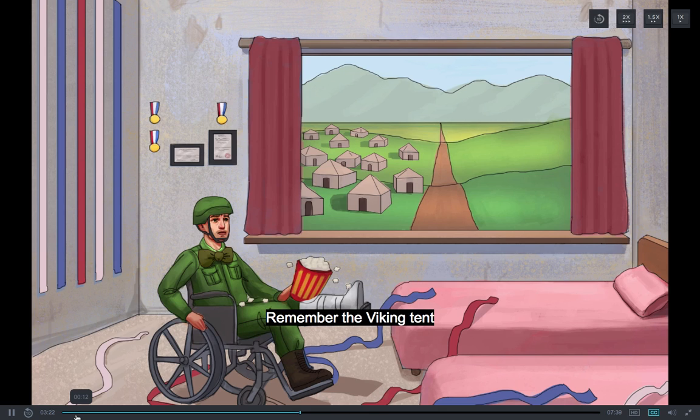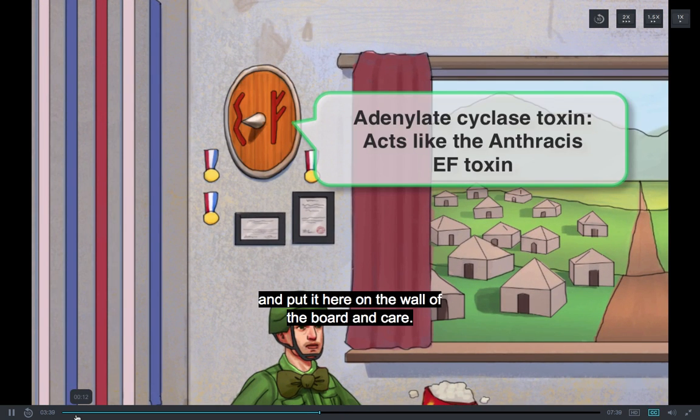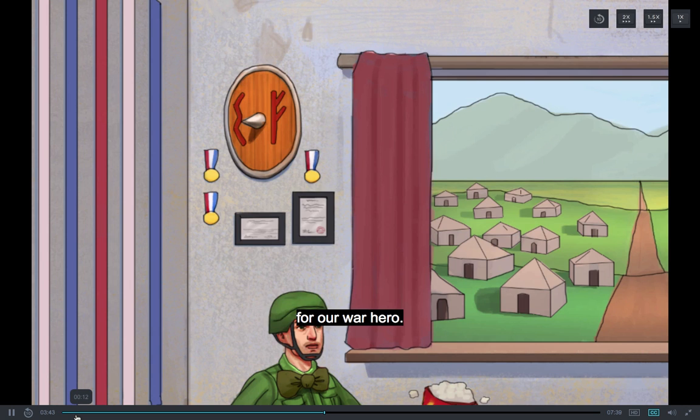Remember the Viking tent and the shield with EF carved in it? This was to show that edema factor, or EF, the adenylate cyclase, causes an increase in cAMP. To remember this association, we're just going to take the same EF shield from our Viking video and put it here on the wall of the board and care. A Viking shield would be a pretty cool trophy of war for our war hero.